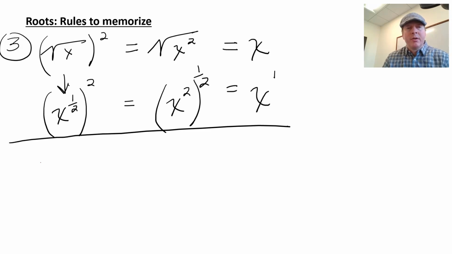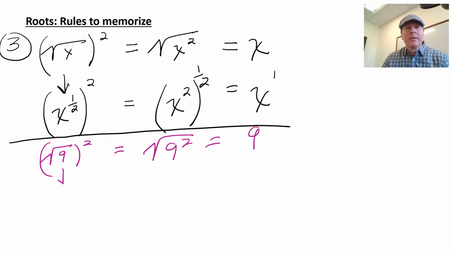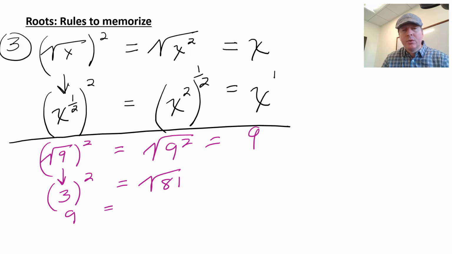Let's look at an example. The square root of 9, squared, is equal to the square root of 9 squared. It's equal to 9. The square root of 9 is 3. 3 squared is 9, and the square root of 9 squared is the square root of 81, which is 9. So 9 is equal to 9, and it all works out.